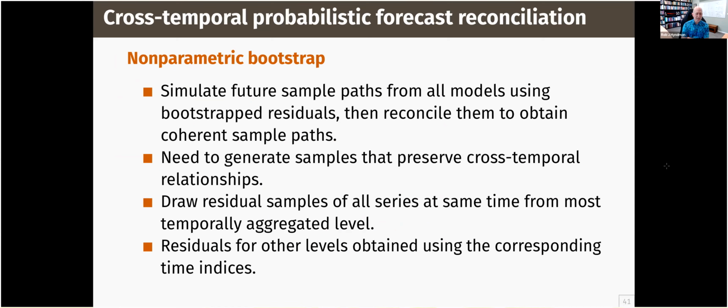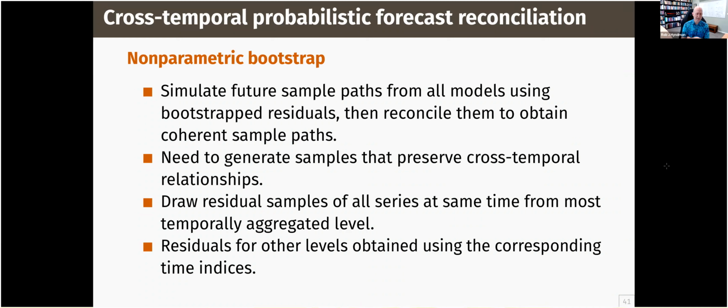Now, you remember earlier in the week, I talked about bootstrapping for probabilistic forecast reconciliation. And we had to make sure when we did the bootstraps that we were grabbing errors at the same time for all series. So with vertical stripes in my graph. And the idea there was to preserve the cross-sectional correlations in our bootstrap samples.